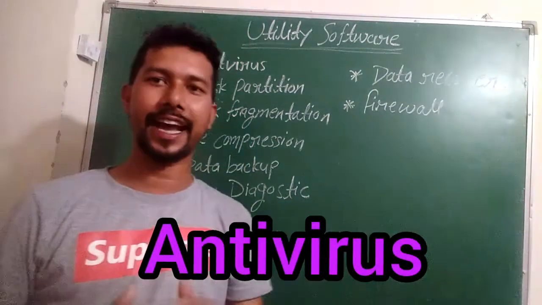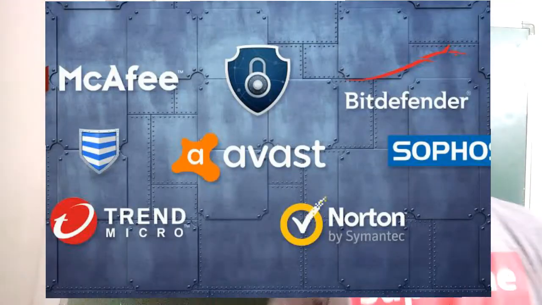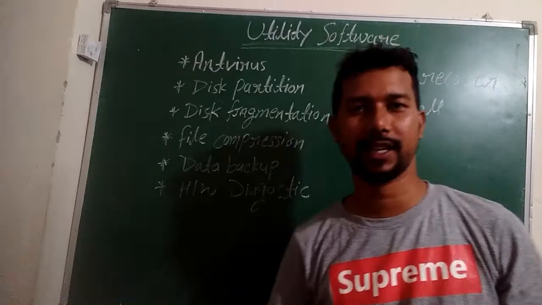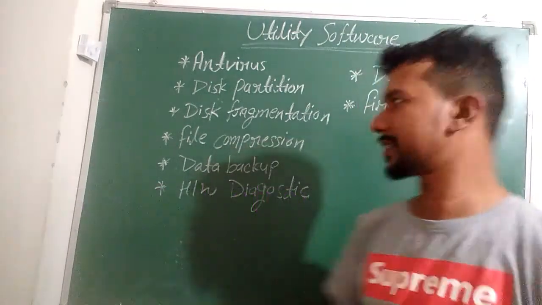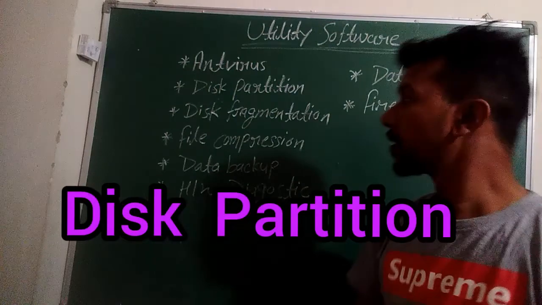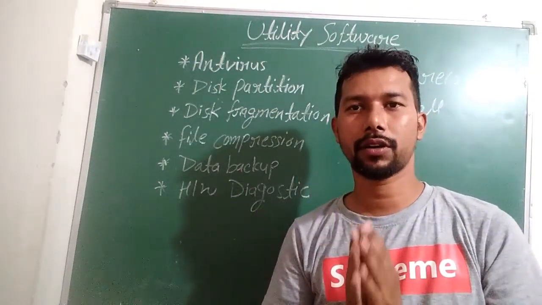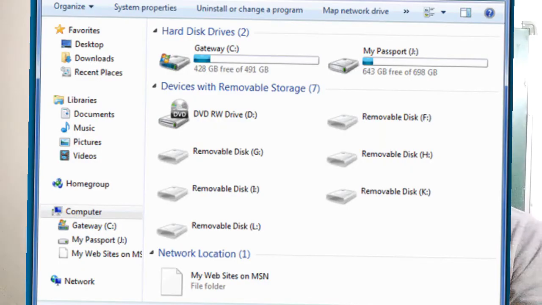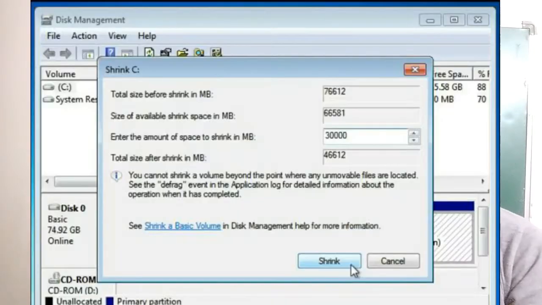Antivirus is the antidote of viruses. Everybody's computer here has various types of viruses. In the market we also have various types of antivirus. Antivirus saves your computer system from viruses. Next is disk format partition. In your hard disk, all the memory is divided into some disks like disk C, D, E, F. When you want to change any type of partition, that time we use disk partition.